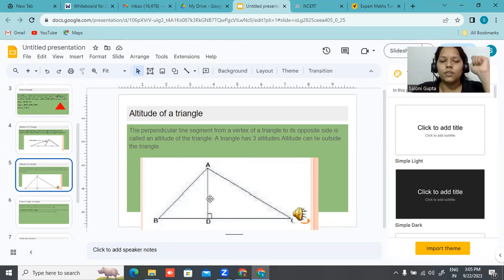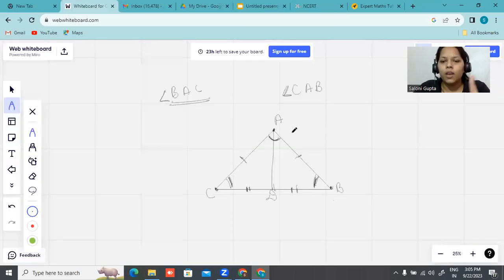Okay, so this you can see. So this is our altitude. So we understand what is median, and we also understand what is altitude. Now, the interesting thing here is that there are some triangles in which, if you draw the median and the altitude, they will work the same. Do you know what those triangles are?